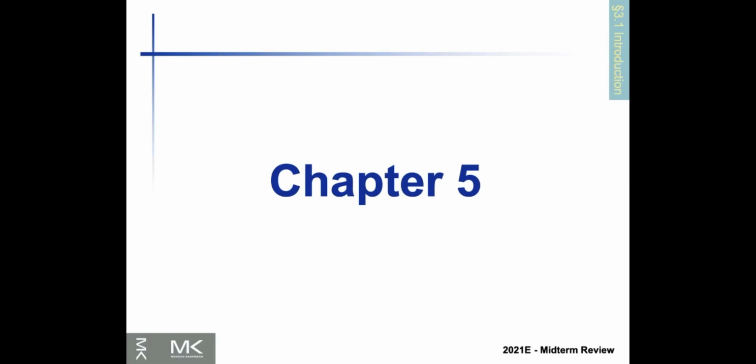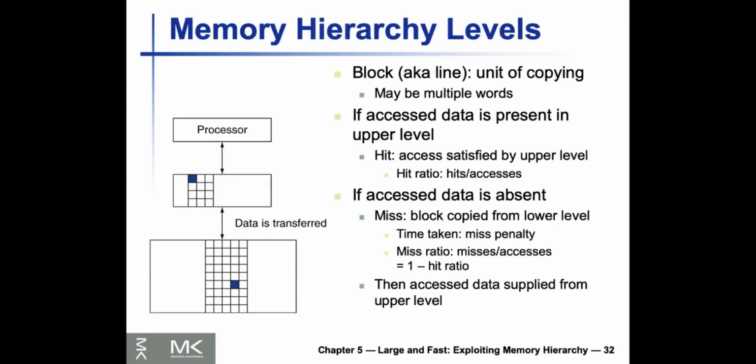Chapter 5, you already saw many of the questions you're gonna see, right? You just have to understand the hierarchy of memory. The closer to the CPU, the faster it is, the smaller the size is. So this is your cache, perhaps L1 or L2, or this is your one level cache, and this is your memory, right? So your hit ratio is the number of hits per accesses, and miss would be 1 minus hit.